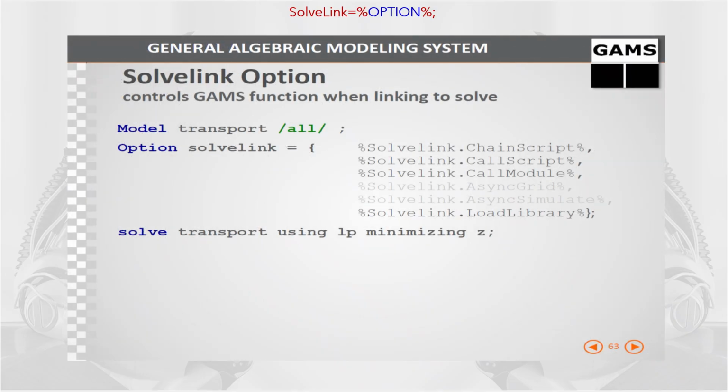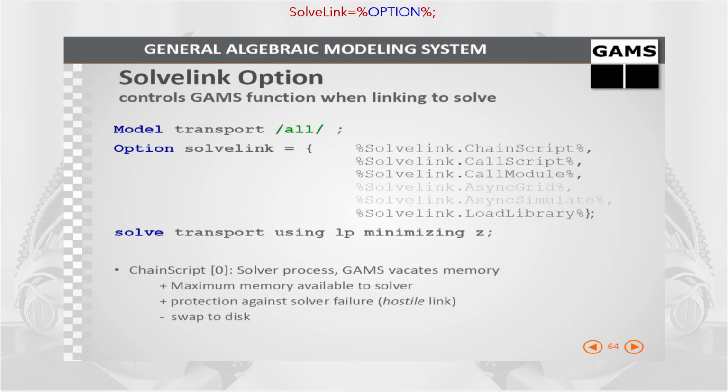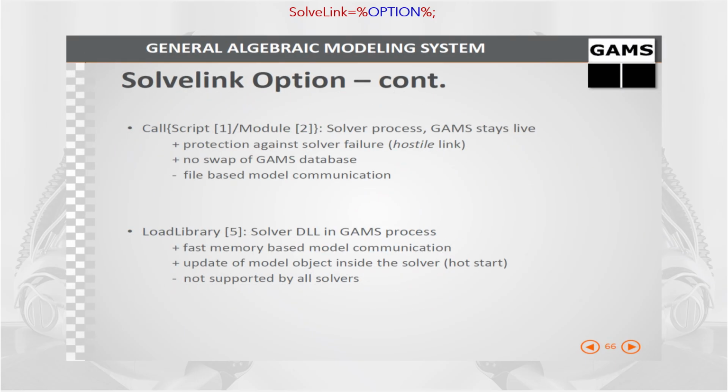SolveLink option controls GAMS functions when linked to the solver. The following SolveLink options are used in this case. Chain script implies GAMS vacates memory, plus maximum memory available to solver, plus protection against solver failure, minus swap to disk. Call script and/or call module imply GAMS stays live, plus protection against solver failure, plus no swap of GAMS database, minus file-based model communication. And load library implies solver DLL and GAMS process, plus fast memory-based communications, minus not supported by all solvers.